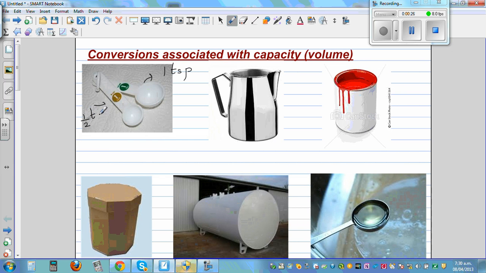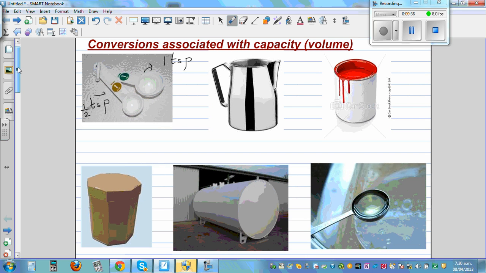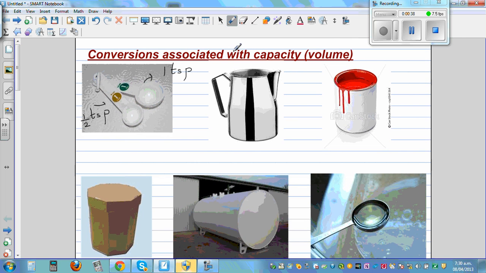Now, a teaspoon is used in cooking. But the standard unit of capacity or volume is liters, or milliliters. So this is something that's useful. You should know 1 teaspoon is not exactly, but about 5 milliliters.